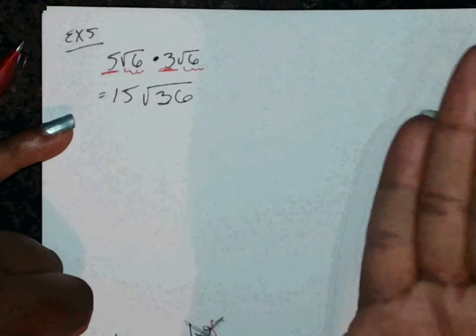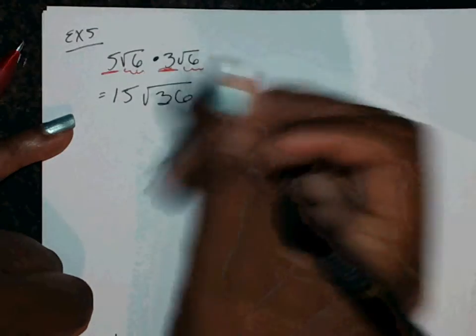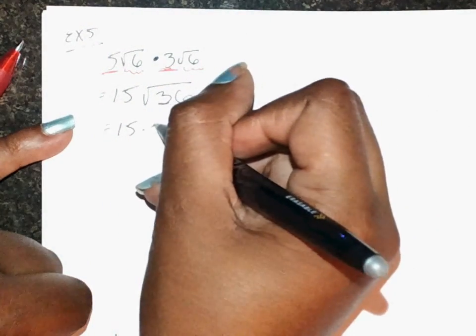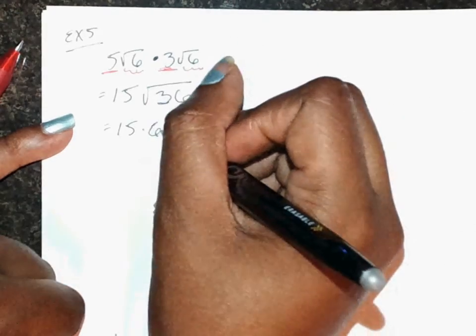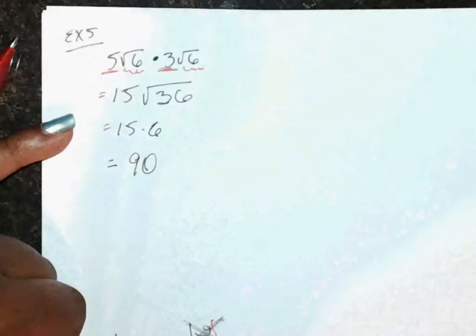Then at the end, you always see if you can simplify anymore. Can you simplify the square root of 36? Yes. The square root of 36 is perfectly 6. So you end up having 5 times 6. So your answer, 15 times 6. Your answer is 90.